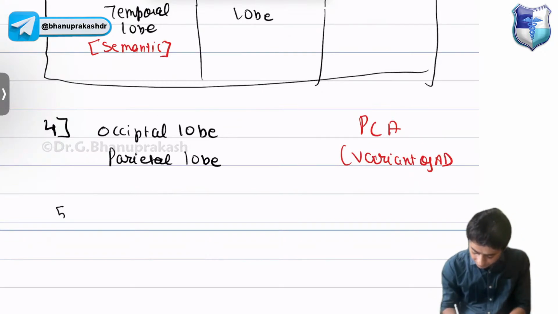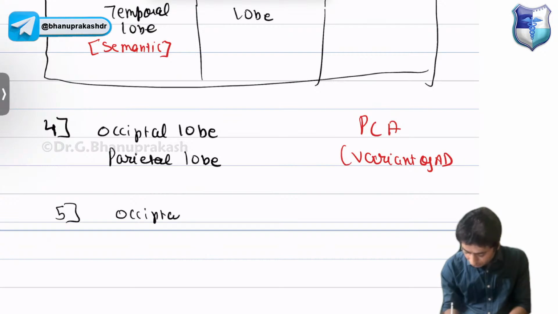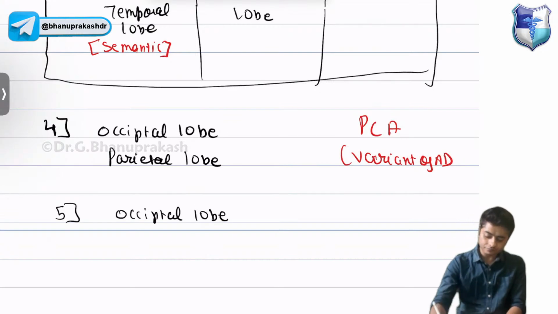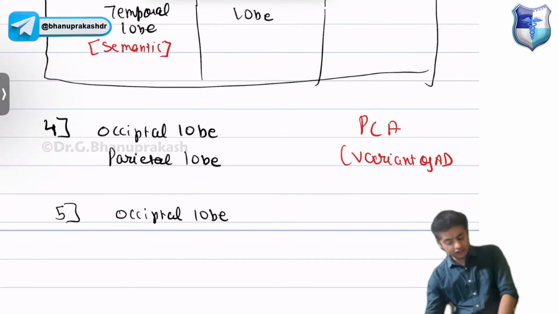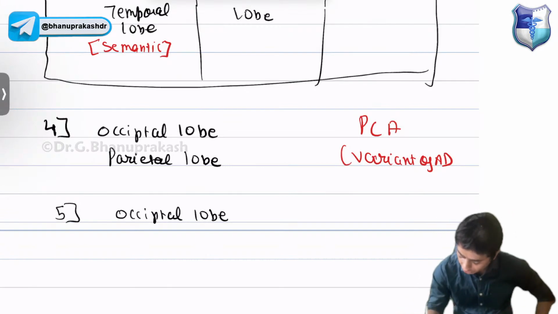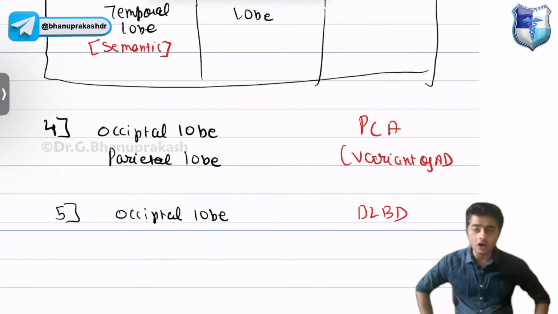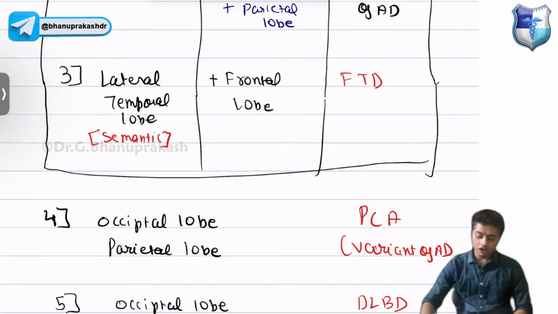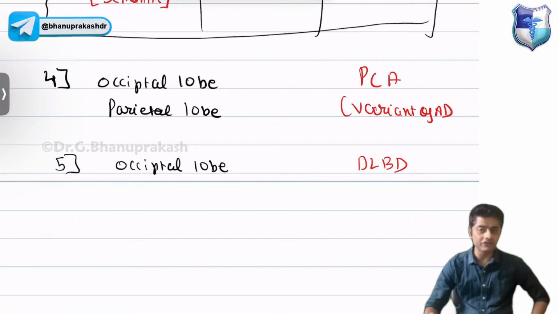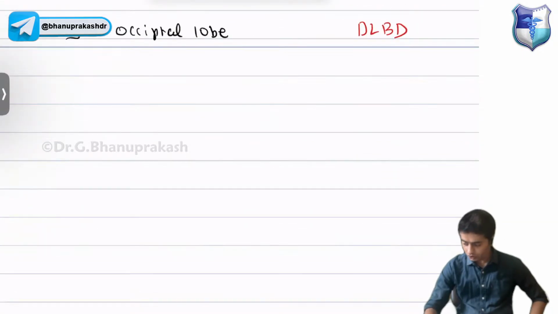Now tell me another thing. There is a patient in which only occipital lobe is affected. Tell me the answer. This is your diffuse Lewy body dementia, because there are visual hallucinations in diffuse Lewy body dementia. Na?